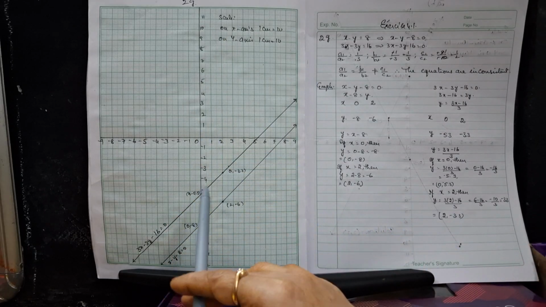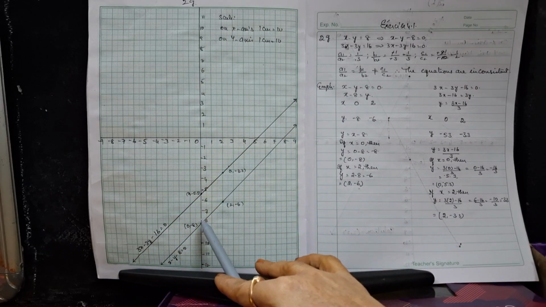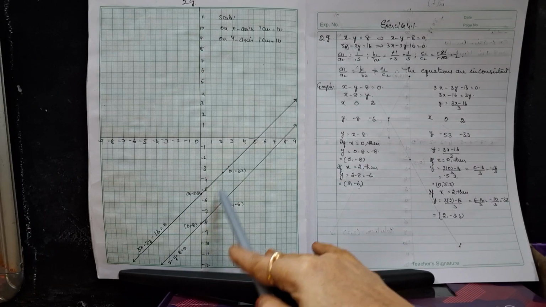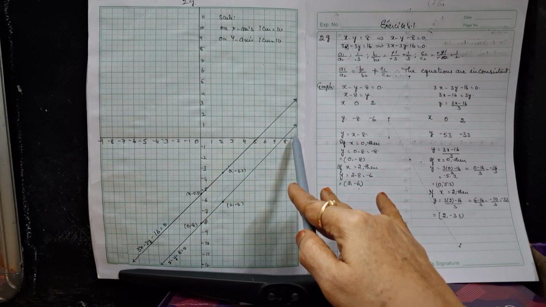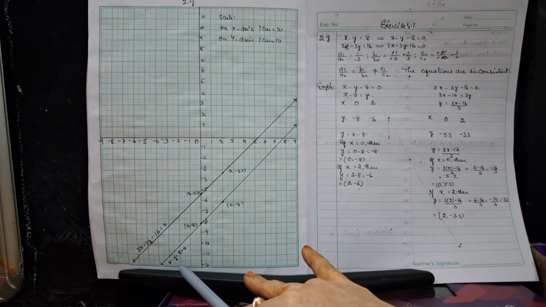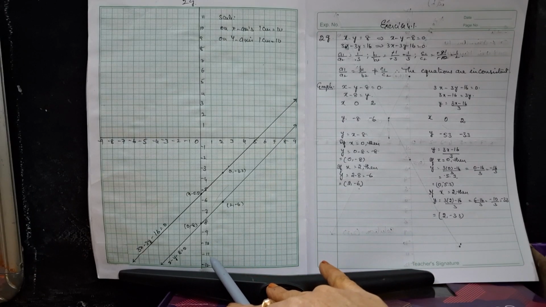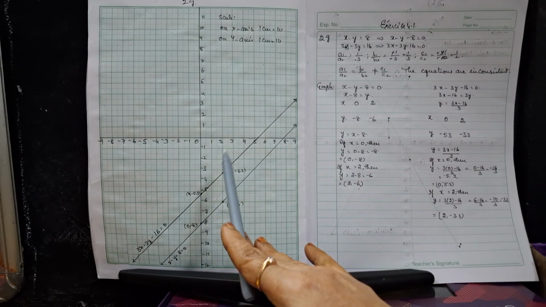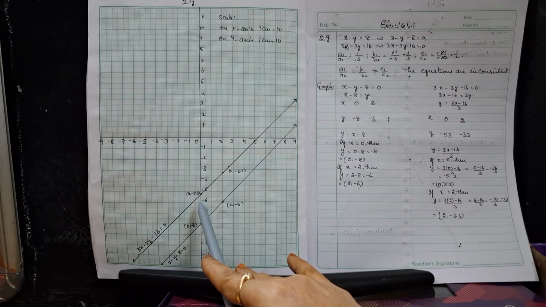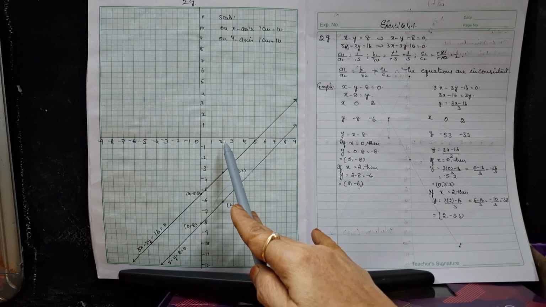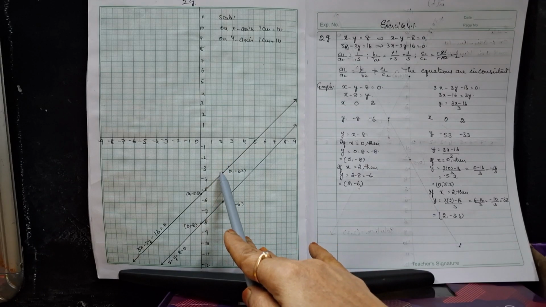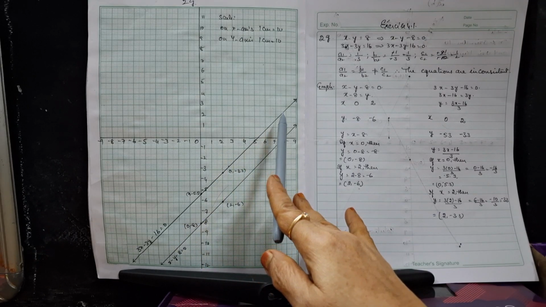Now these points I have kept in the graph. So let us see. 0 and minus 8 is this. And 2 and minus 6, this is 2, this is minus 6. This is the line that you have got for this equation, x minus y minus 8 is equal to 0. Next one, 0 and minus 5.3. So this is minus 5 here, 5.3 here, and 2, minus 3.3. Minus 3 is here, 3.3 is here. So this is the line that we have got.